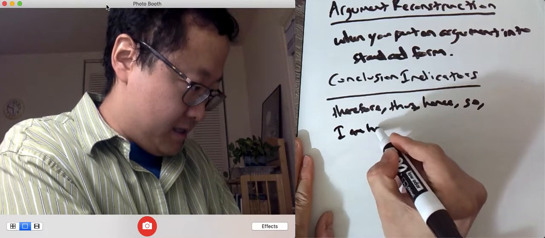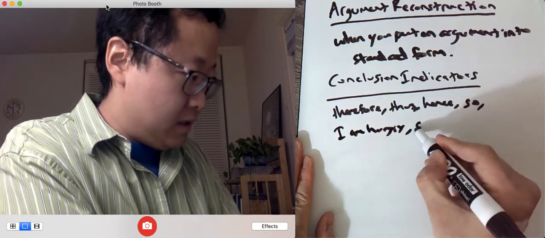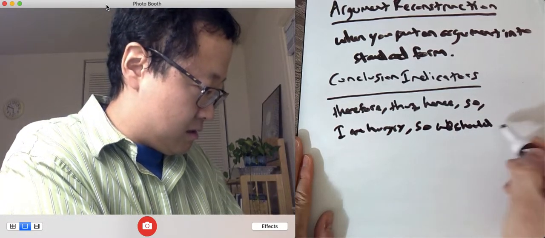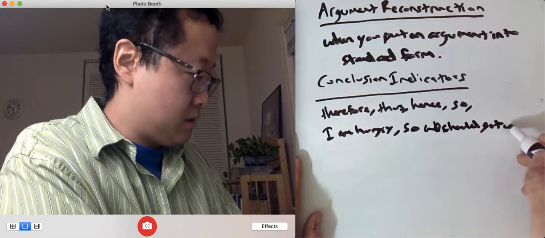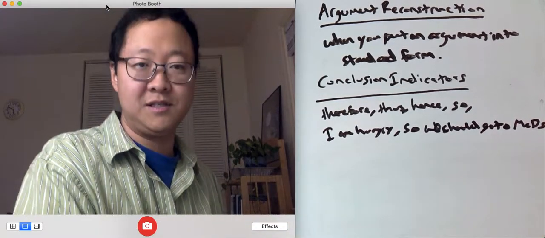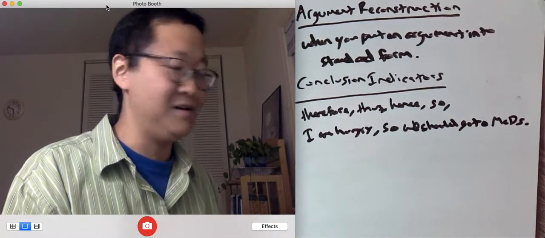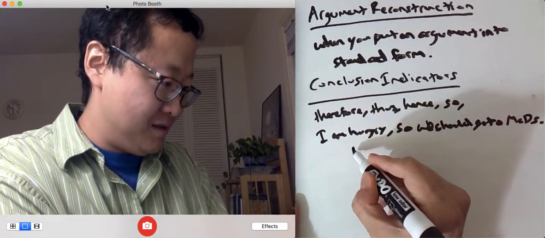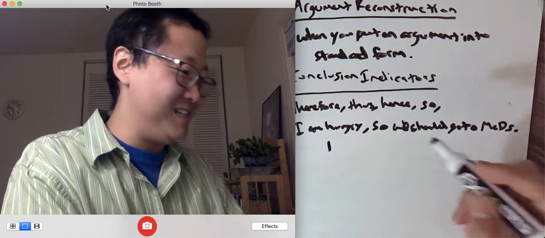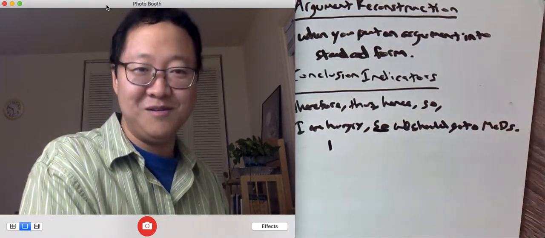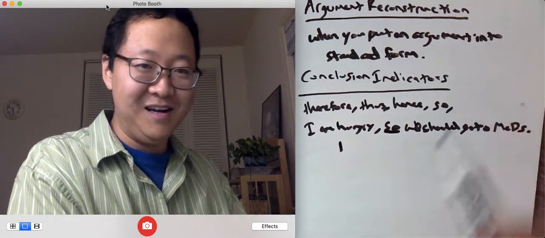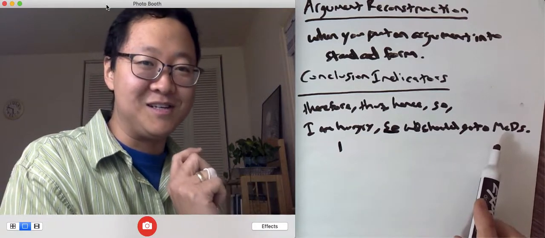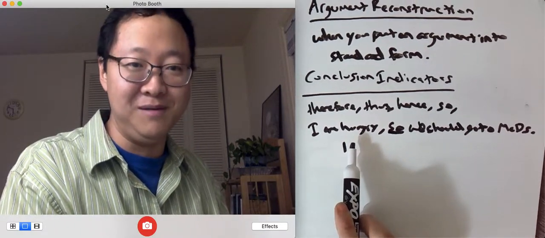So if somebody says this, I am hungry, so we should go to McDonald's. I am hungry, so we should go to McDonald's. Okay? Now to do an argument reconstruction, here's what I would do. I would say, hey, there's that word so. That's a conclusion indicator. That indicates that what's here, we should go to McDonald's, is their conclusion, and I am hungry is their premise.